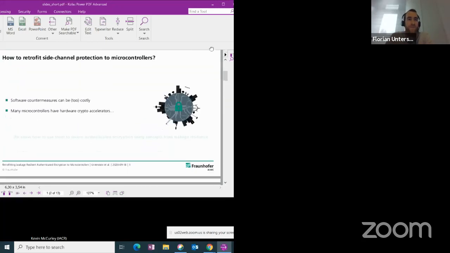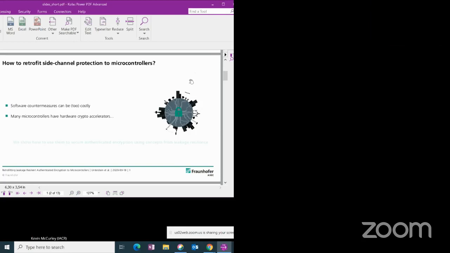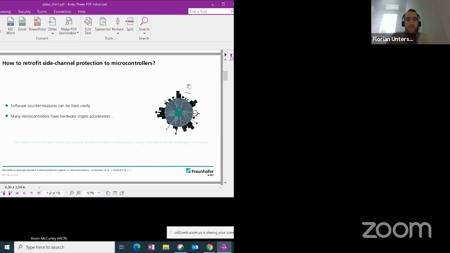So the main question we wanted to answer in our paper was how to retrofit side channel protection to microcontrollers. And we started with two simple observations. The first is that software countermeasures like masking can be too costly to implement. And as we have heard in the other talk, it is also not that easy to get it right. Second, many microcontrollers already have hardware crypto accelerators, but unfortunately, they almost never come with any form of side channel protection.